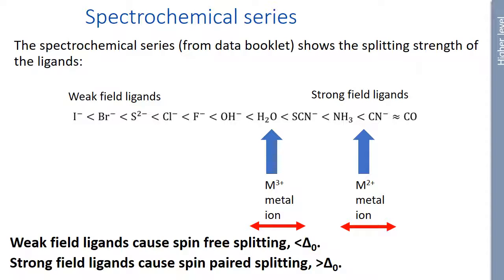So weak field ligands cause spin-free splitting, and strong field ligands cause spin-paired splitting. Basically, spin-paired splitting occurs because you make the delta naught so large that it's not energetically favorable for the electrons to move up into those high energy suborbitals, whereas weak field ligands mean that the crystal field difference is small, the split is small, so it's energetically favorable for electrons to move up into those high energy orbitals.